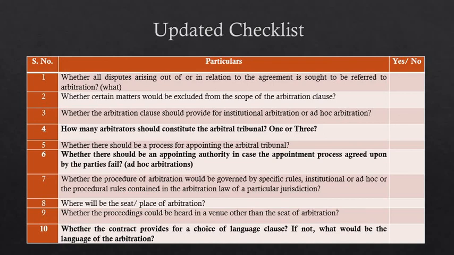Serial number 6 says whether there should be an appointing authority in case the appointment process agreed upon by the parties fails. This is applicable only in respect of ad hoc arbitrations, as in case of institutional arbitration, the institution itself functions as the appointing authority. Serial number 10 says whether the contract provides for a choice of language clause. If not, what would be the language of the arbitration?